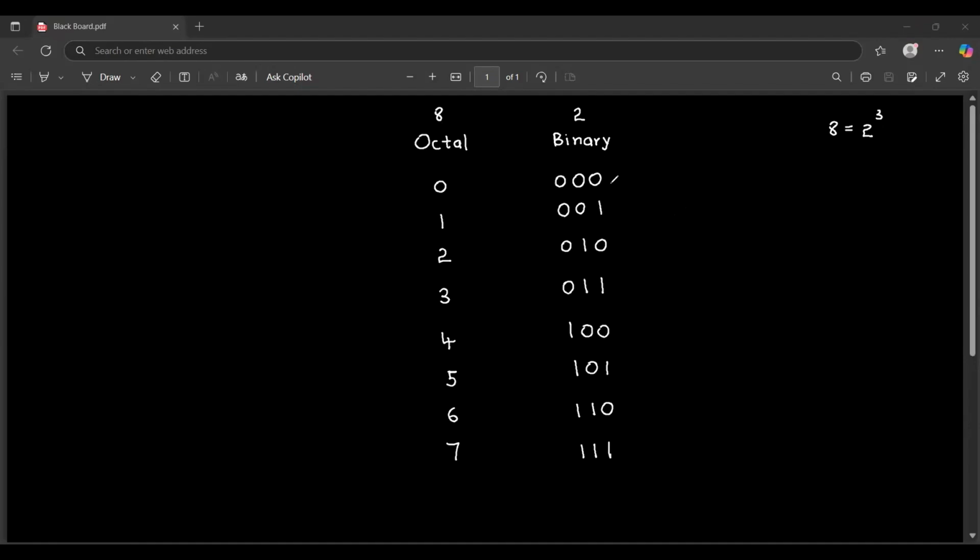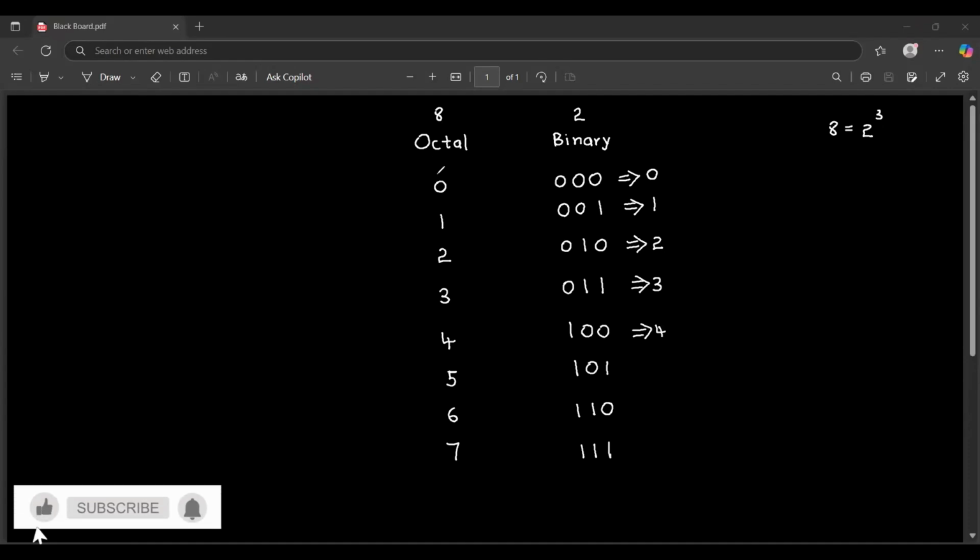Here we know the decimal equivalent is 0, then 1, then 2, then 3, then 4, and so on. Since we are focusing on only the first 8 digits, the octal equivalent is the same as the decimal equivalent. So keep that in mind when you are doing this.